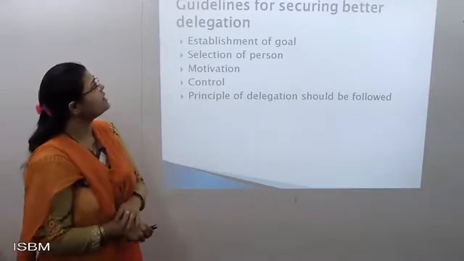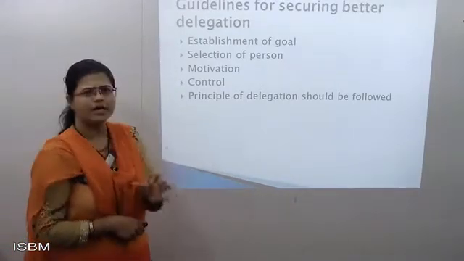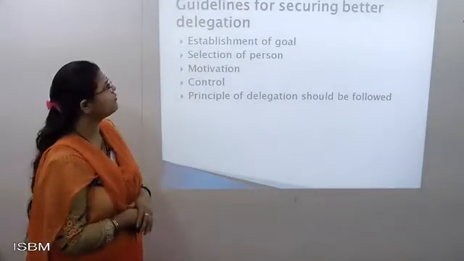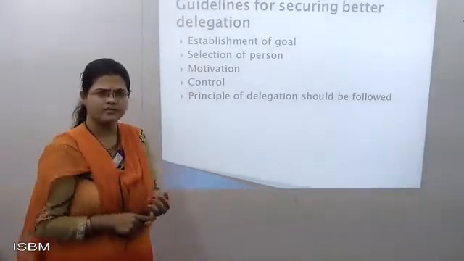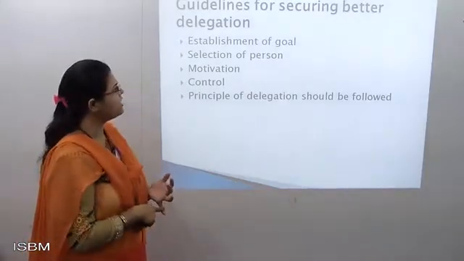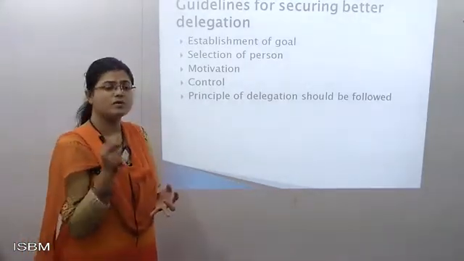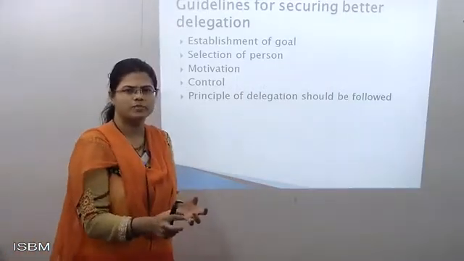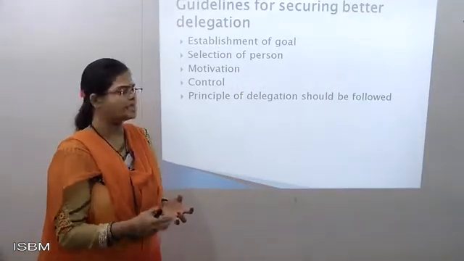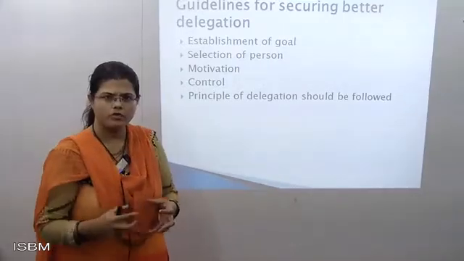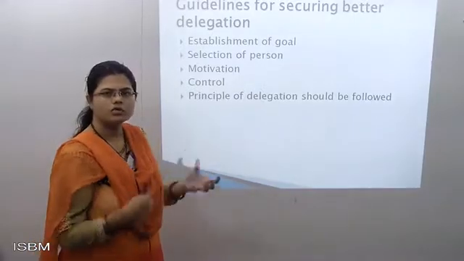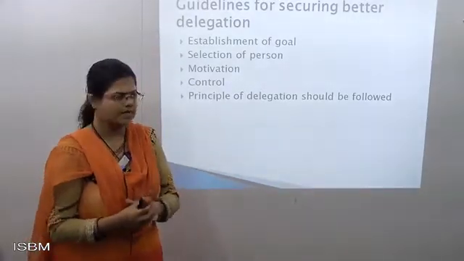Guidelines for securing better delegation. If I want to delegate in a proper way, I need to follow these guidelines. Establishment of goals: what my objectives should be, I need to check. Selection of the person: I need to select a proper person, one who, if I give him the responsibility, will accept it. Motivation, because I need to see that motivation, yes, he can do it. Controlling the resources in a proper way is important.